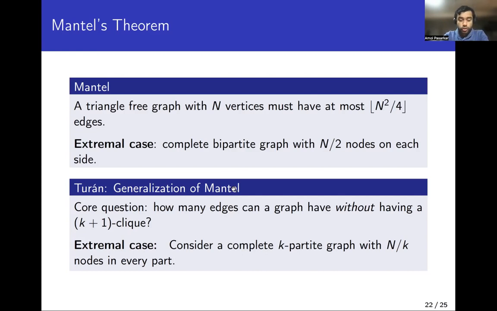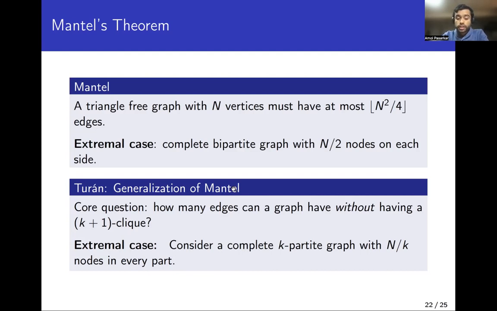Now, Turán's theorem addresses the more general question of how many edges a (k+1)-clique-free graph can have. Rather, how many edges can a graph have while simultaneously being free of cliques of size k+1? And Mantel's theorem refers to the special case of k equals 2, of course. And the extremal case here is pretty similar to Mantel's theorem.